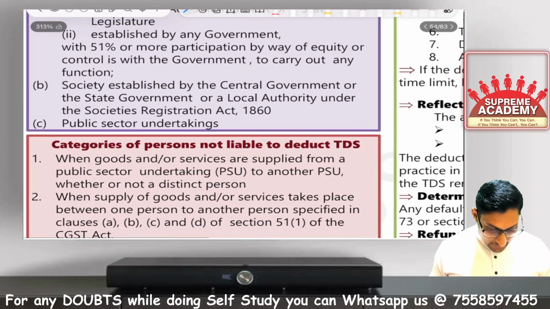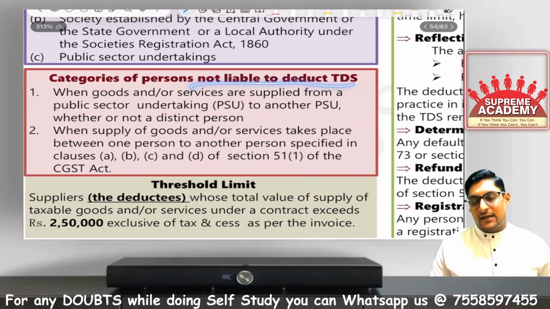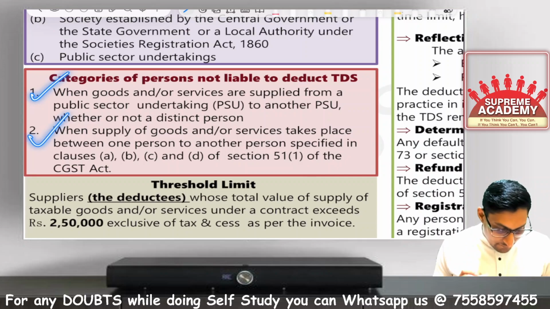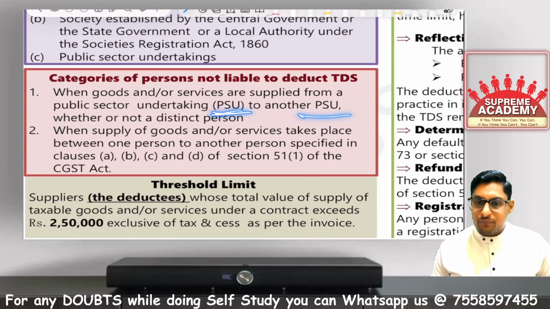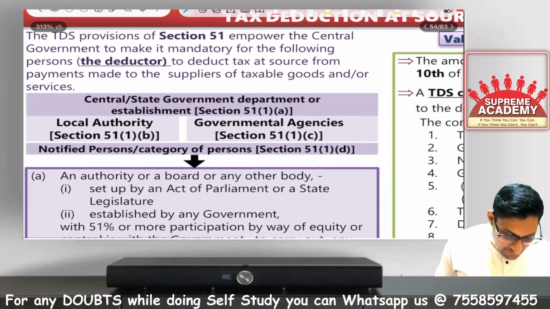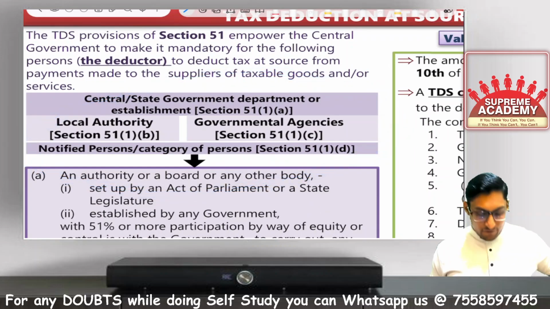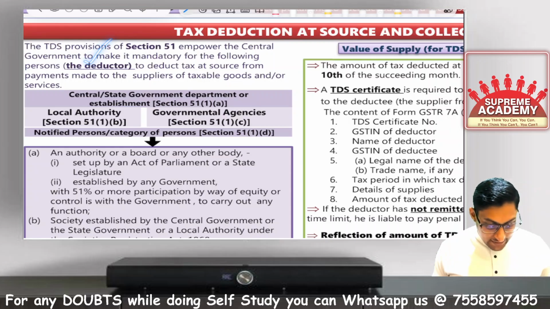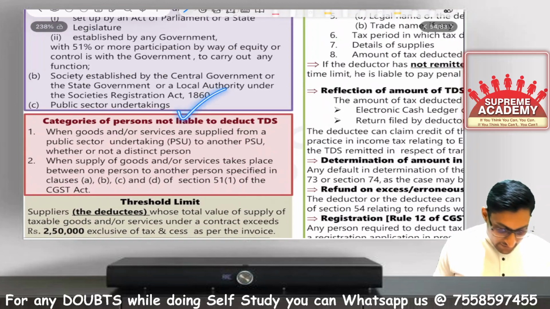Let us see, is there any category of persons who are not liable to deduct tax? There are only two cases where there is no liability to deduct tax by these notified persons. First, when there is a supply of goods or services from one PSU to another PSU, or a supply among these notified persons. Say from 51(1)(a), any government department supplying goods or services to 51(1)(c) government agencies, or vice versa. In such cases, when they are supplying between these notified persons, no deduction of tax at source is required. So here we have seen section 51, the meaning and definition of deductor, and the cases where no deduction of tax is required.